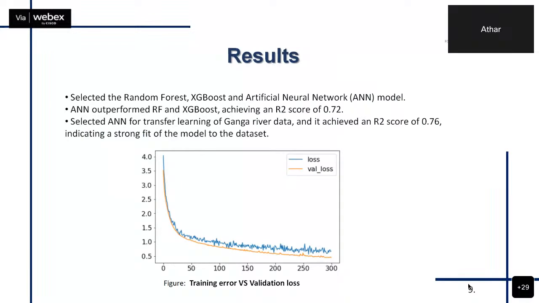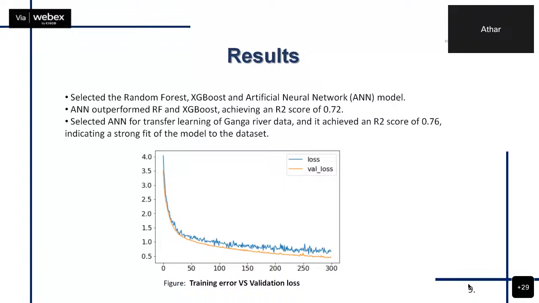So I tried three different models for my project, namely random forest, XGBoost, and artificial neural network. Among them, the artificial neural network performed better than random forest and XGBoost, as it achieved an R2 score of 0.72. The R2 score ranges from 0 to 1, where a value closer to 1 indicates higher accuracy. Since the ANN model performs so well, I chose it for transfer learning with the Ganga River data. In this transfer learning process, the ANN model achieved an impressive R2 score of 0.76, which indicates a strong fit of the model to the dataset.